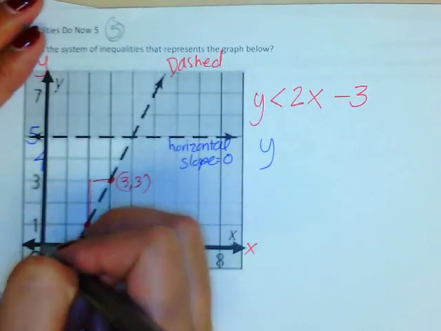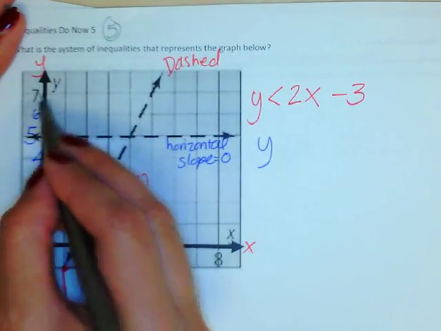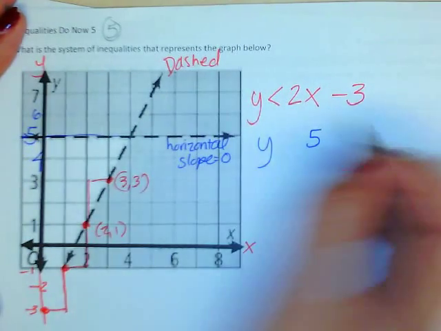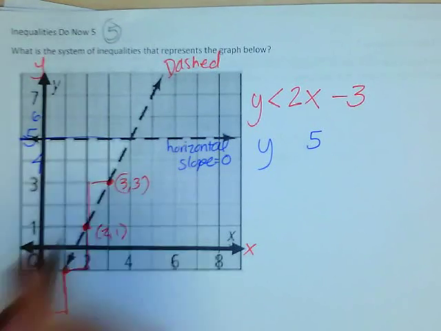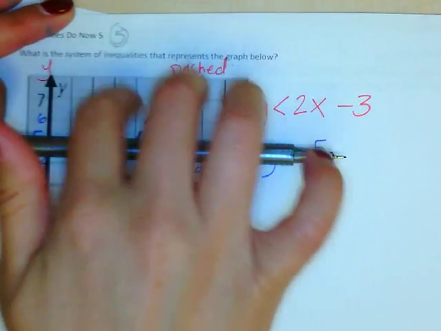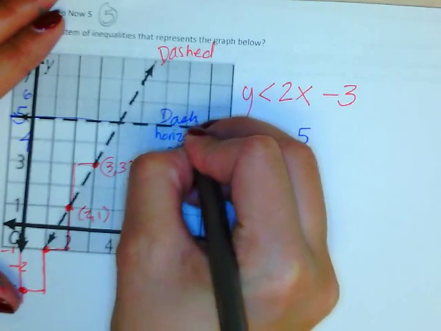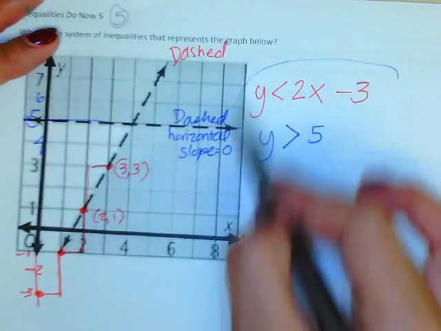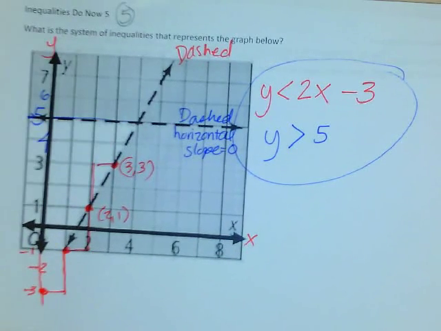Okay, so let me figure out if this goes by 1. Okay, 4, 5, 6, and 7. So it crosses at 5. So I already know it's going to be 5. Now I have to figure out if it's less than or greater than. Okay, so here's my line, and it was shaded on the top, which means that it's going to have to be greater than. It is dashed, so I don't need to put a line underneath. So these are the inequalities that were used to graph that.